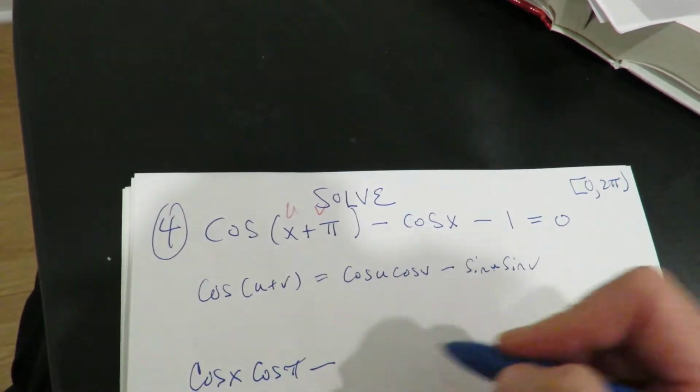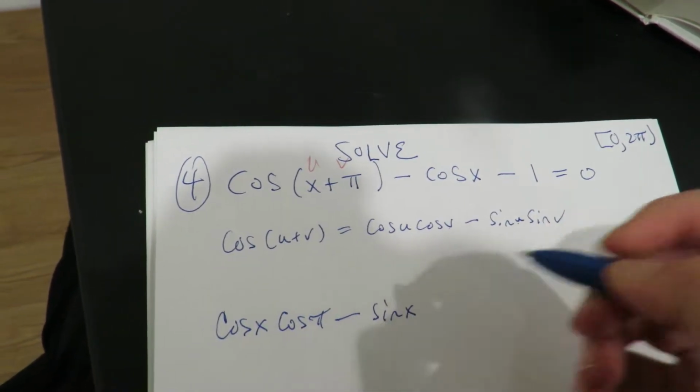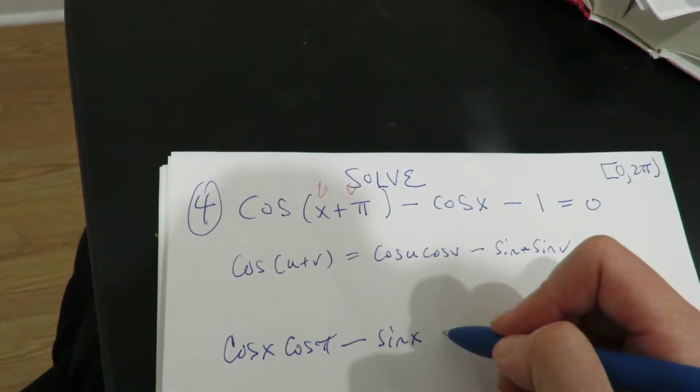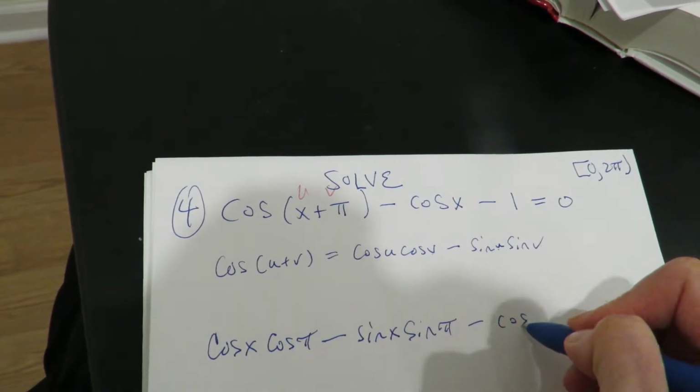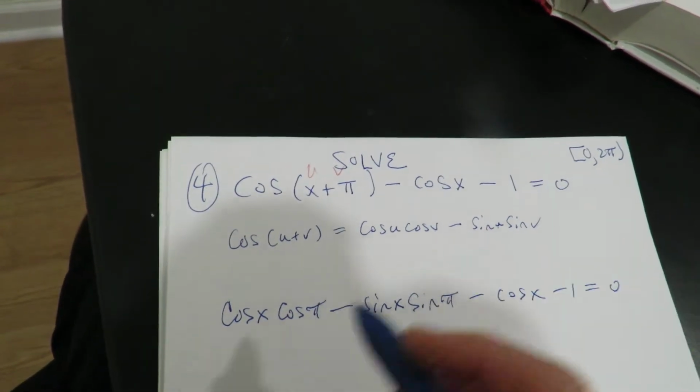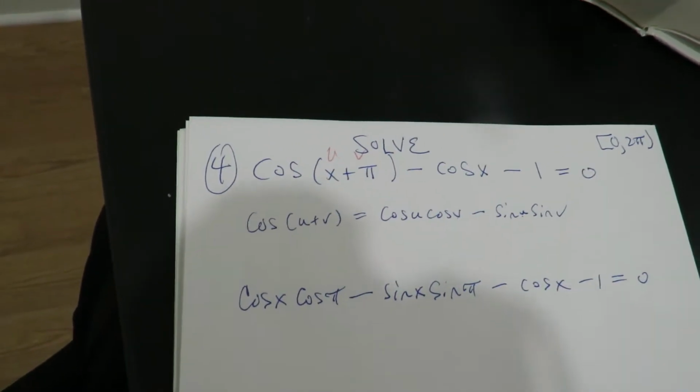Sine of u is x. Sine of v is pi. And there's no formulas for the rest of this stuff. You just rewrite it. Okay, so let's evaluate what we can.